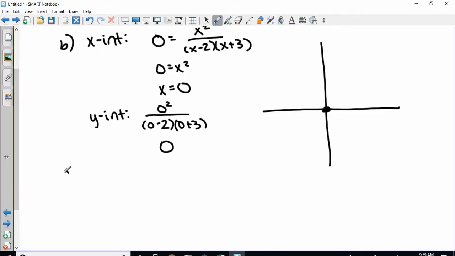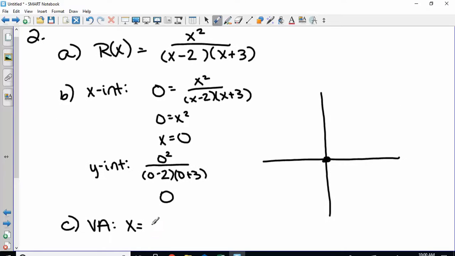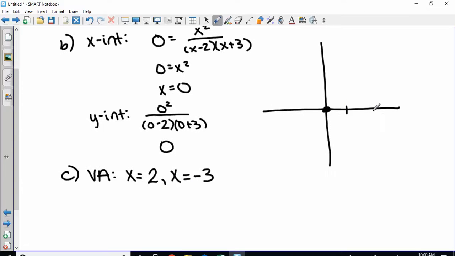The asymptotes, we had rules for these. Vertical asymptote is x equals whatever makes the bottom 0. That's why we factored it, so we can quickly tell. What makes x minus 2 equal 0? So please write those as equations. On your graph, we draw those as dashed lines. So we have a dashed line at 2 and -3. I didn't leave myself enough space, did I?